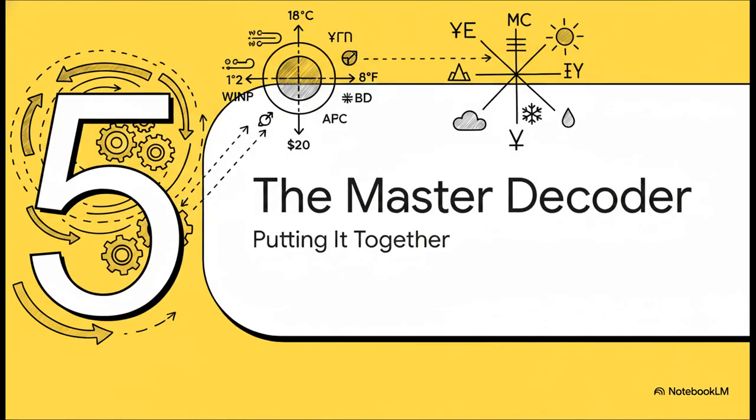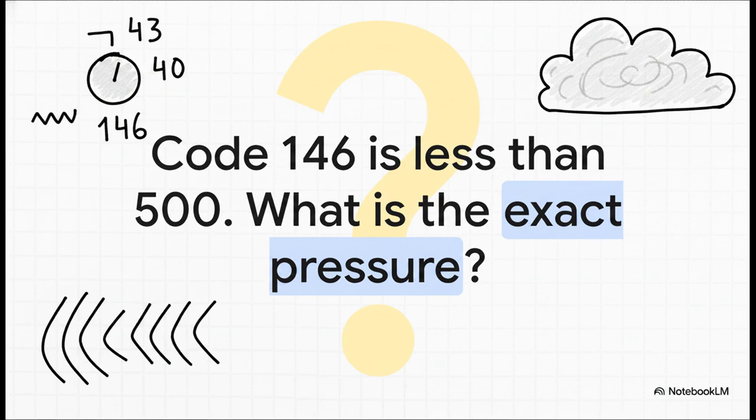Which brings us to Section 5, the Master Decoder, where we put it all together. It's time to test out our individual rules on some real-world data. Take a look at this scenario from LaGuardia Airport. We have a temperature of 43, a dew point of 40, an infinity symbol indicating haze, and a 3-digit pressure code of 146. Based on everything we've just covered, what is the exact barometric pressure in millibars?